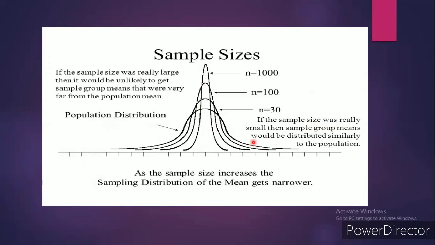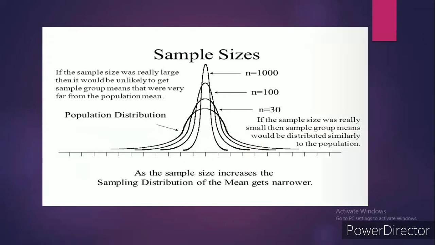Okay. Now, if the sample size was really small, then the sample group mean of the small sample size would be distributed similarly to the population mean. This is the distribution, and this is the population mean. Overall, as the sample size increases, the sampling distribution of the mean gets narrower.